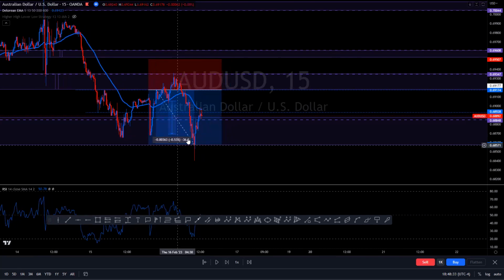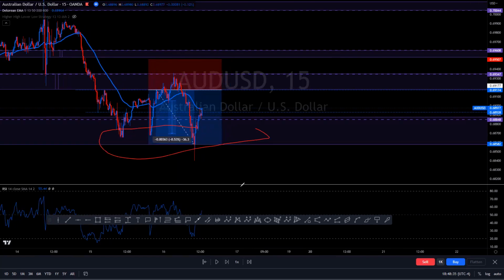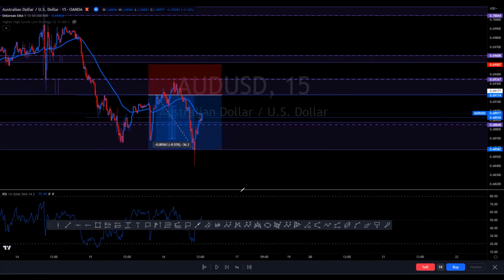So there you go. And this proves that this was a very solid demand zone here. And we were correct. So we're going to do one more example and then we'll wrap it up.